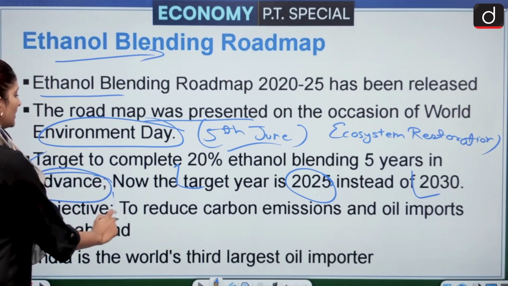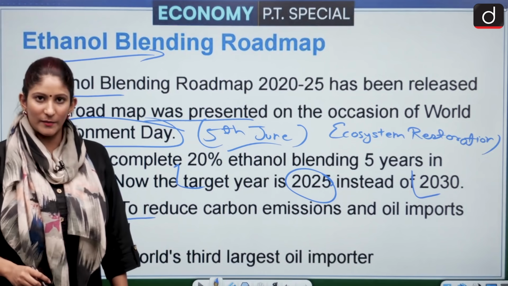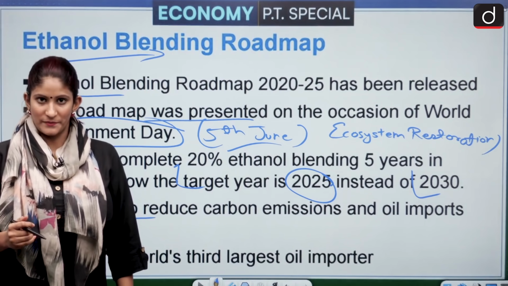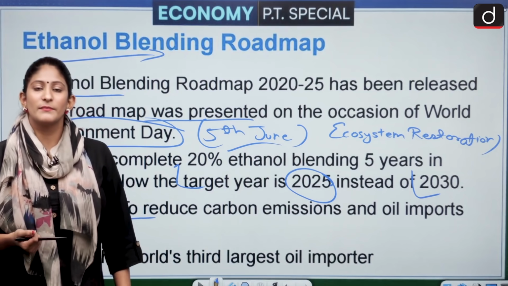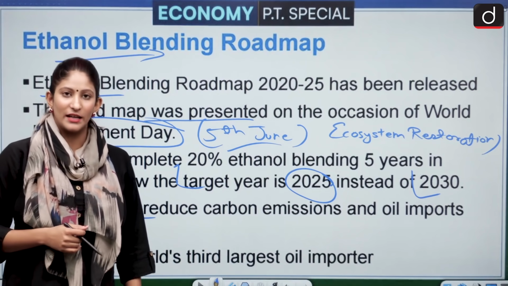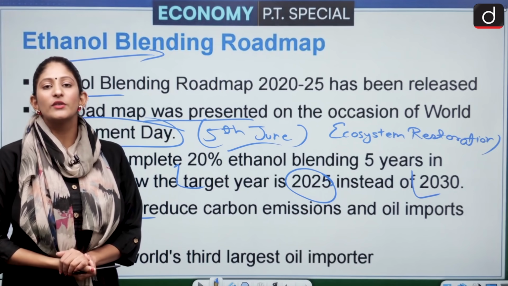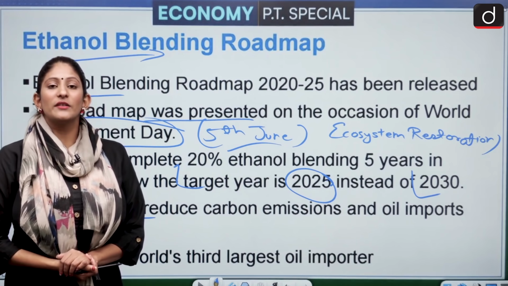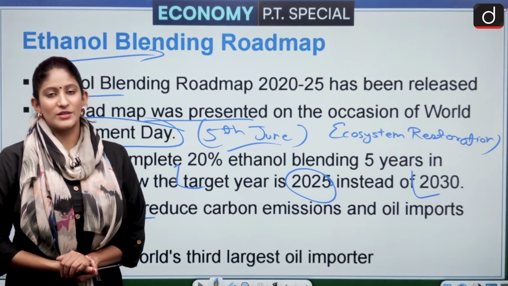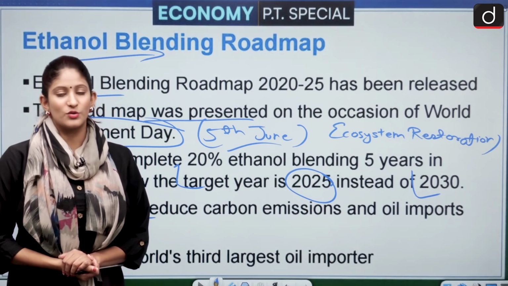And the objective is, of course, to reduce carbon emission and oil import. Carbon emission because the biofuels are mostly clean in nature. So in order to reduce the carbon footprint and achieve the nationally determined contributions under the Paris Agreement, government is doing so.